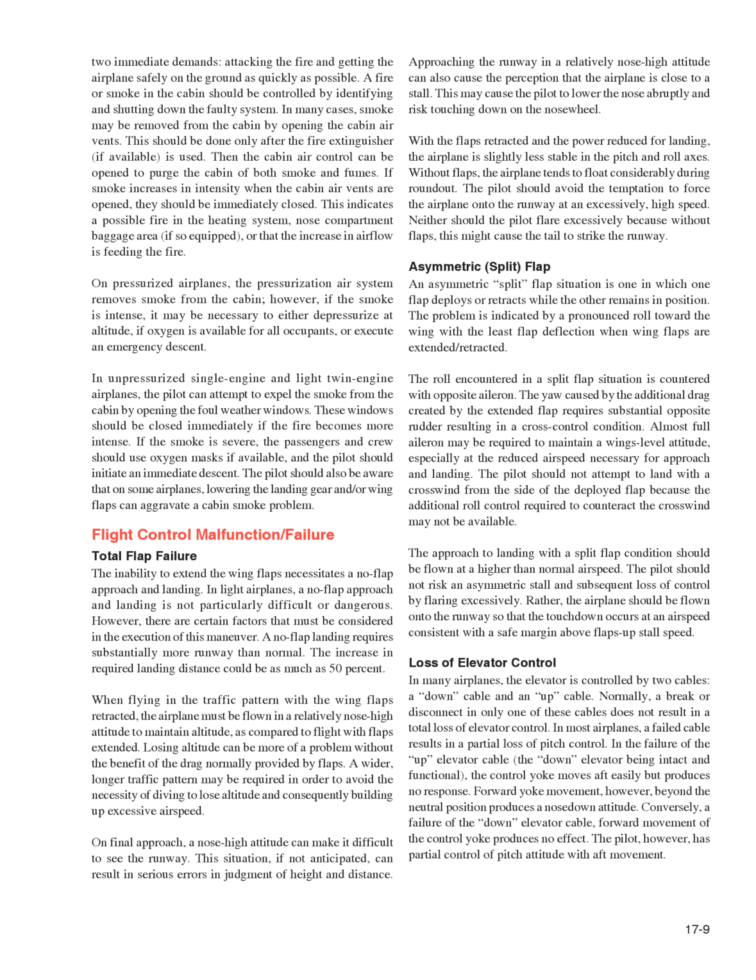Asymmetric split flap. An asymmetric split flap situation is one in which one flap deploys or retracts while the other remains in position. The problem is indicated by a pronounced roll toward the wing with the least flap deflection when wing flaps are extended/retracted. The roll encountered in a split flap situation is countered with opposite aileron. The yaw caused by the additional drag created by the extended flap requires substantial opposite rudder, resulting in a cross-control condition.